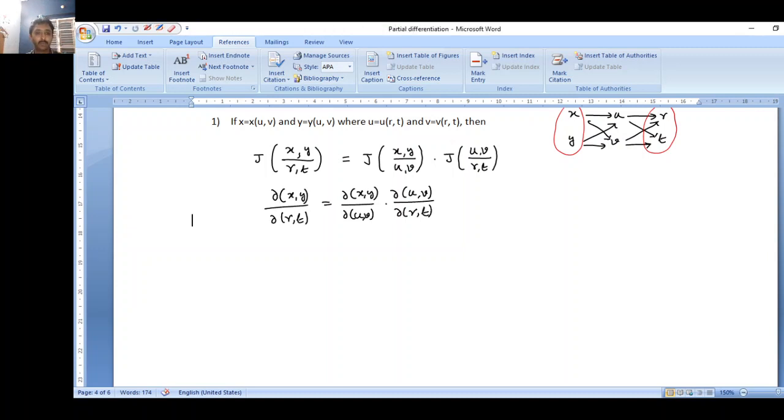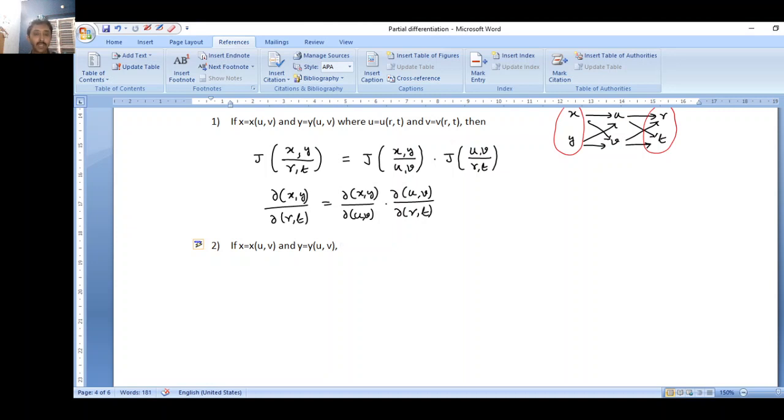This is one property, a very important property to be discussed. Now the second property, which is equally important, goes this way. If x is a function of u and v and y is again a function of u and v, then as we all know, we can find out the value of J of x comma y with respect to u comma v, right? Now what if we'll be able to express u and v in terms of x and y, is what exactly this property says.